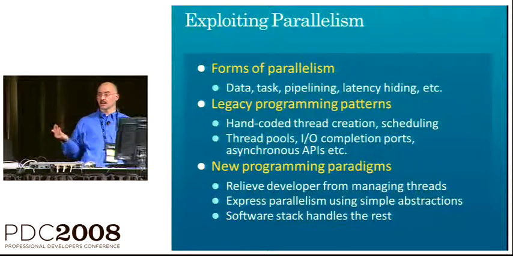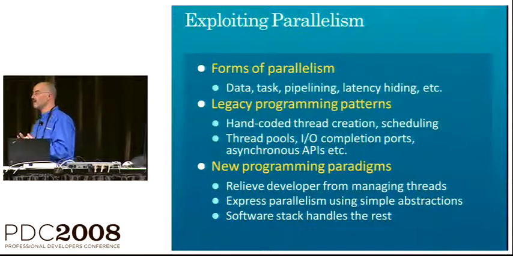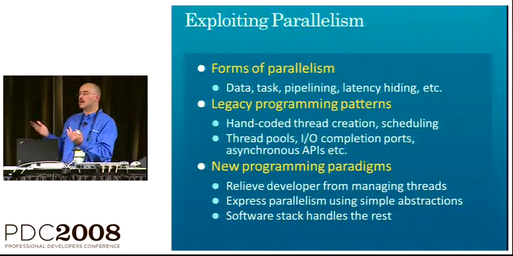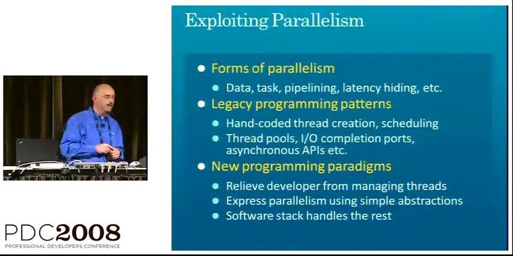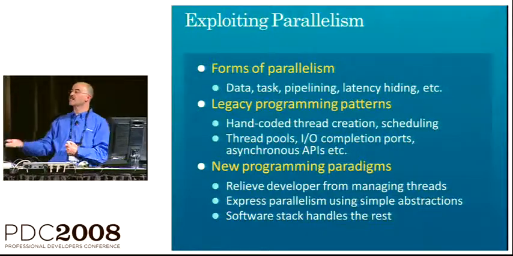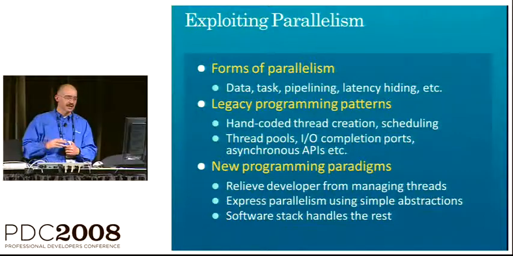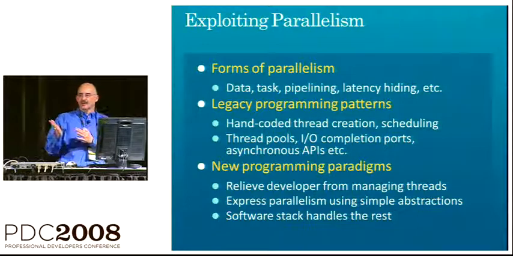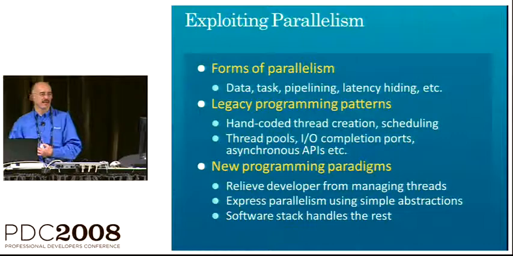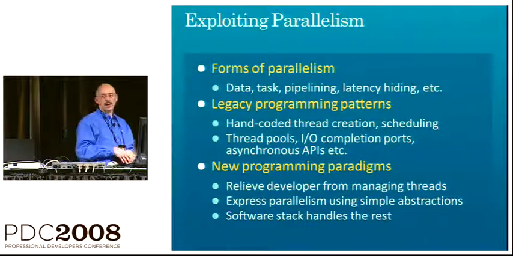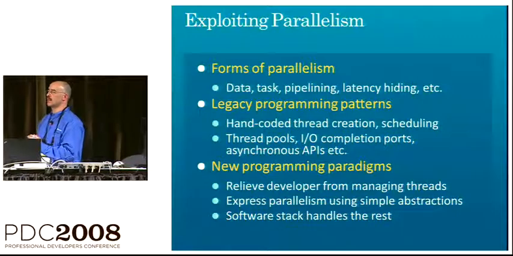There's data-level parallelism, which is something that we anticipate is going to become more popular as we have more cores. You're doing the same kind of work on many pieces of data, and now you want to be able to do these things in parallel. And there's pipelining and latency hiding, which I'm sure you guys are very familiar with, hiding I/O and things like that. So there are legacy programming patterns to exploit these things that we've done in the past. Things like the thread pool, I/O completion ports, asynchronous I/O APIs, things like that.